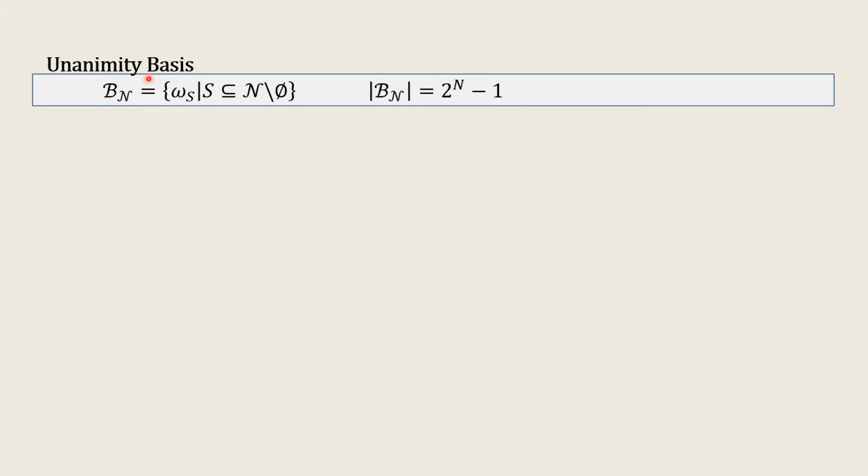The unanimity basis is the set of all unanimity functions omega S. And since we can define 2 to the n minus 1 subsets S, the cardinality of the unanimity basis is 2 to the n minus 1.